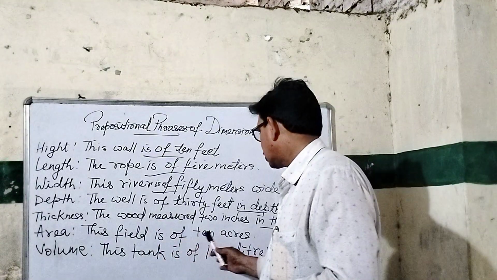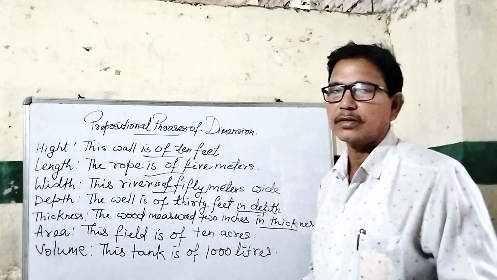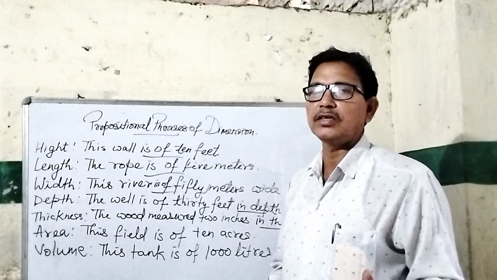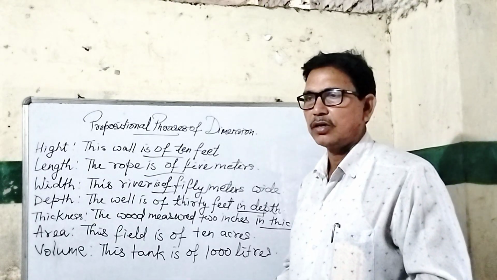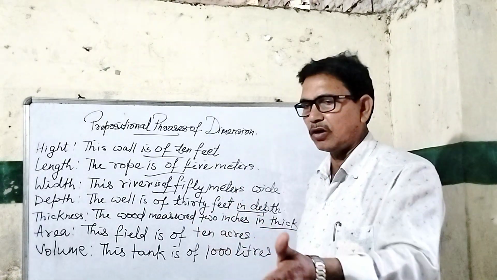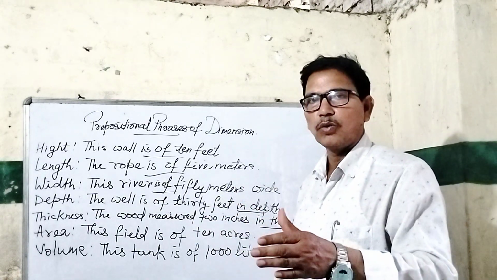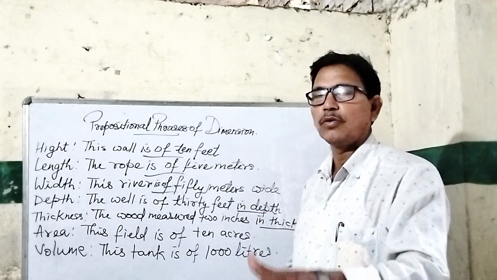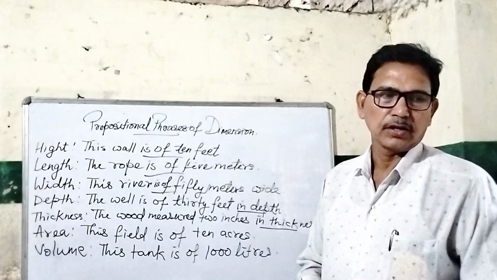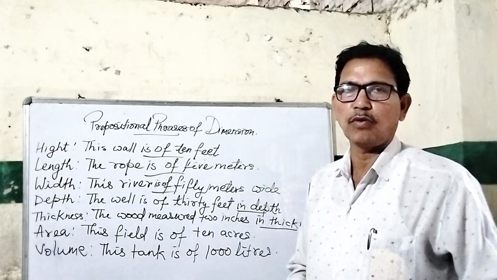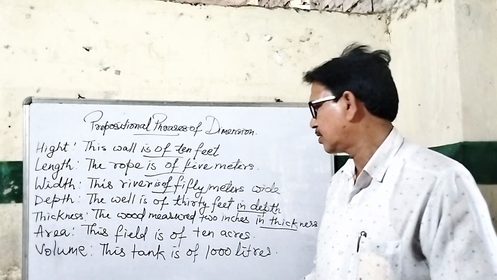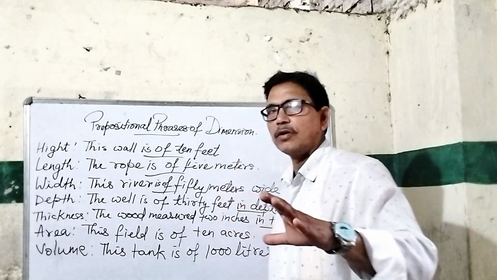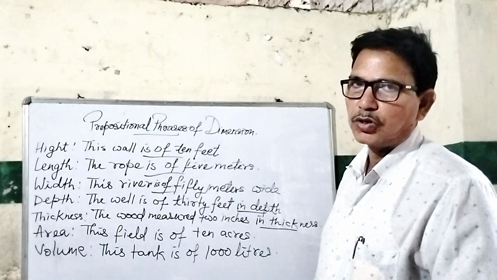Volume, this tank is of 100 liters. The next word is called capacity. So we can say that the capacity of this water cooler is of 1 liter. The capacity of a water bottle is half liter. So in this way, the volume of this water cooler is 2 liters.